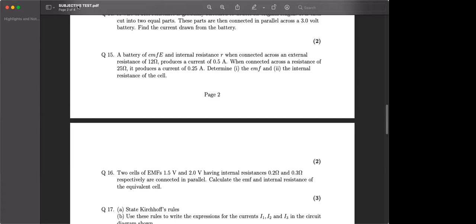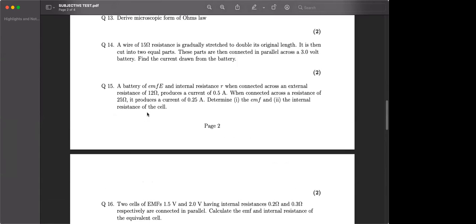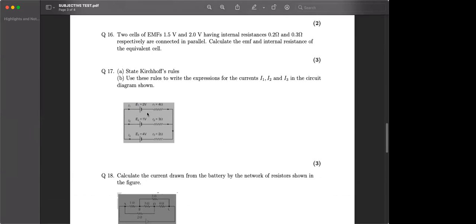Yes, Arpit? Sir, in the 17th question, A part, do we have to state the first law or the second one? There are two laws in the question. Which one? 17th A part. Both the laws, both the rules.